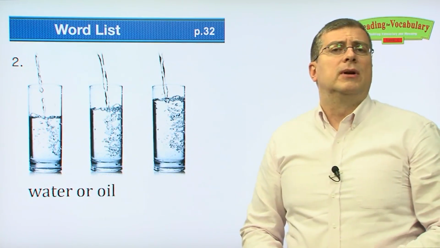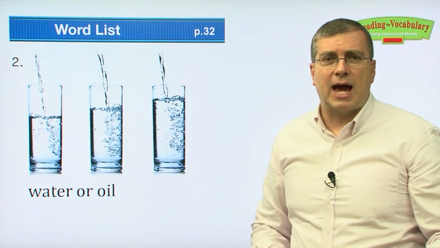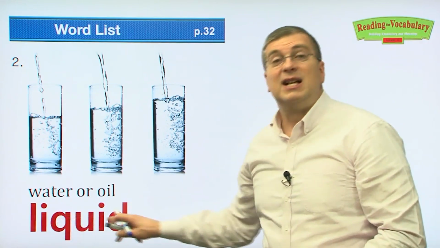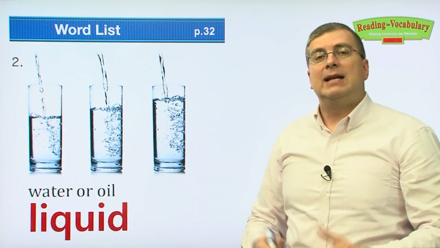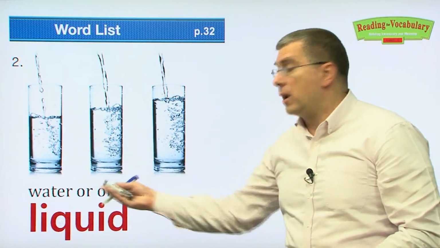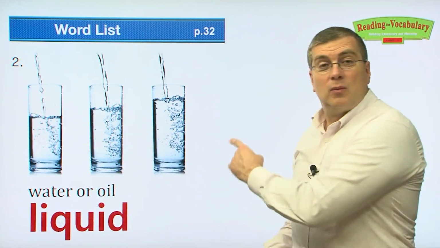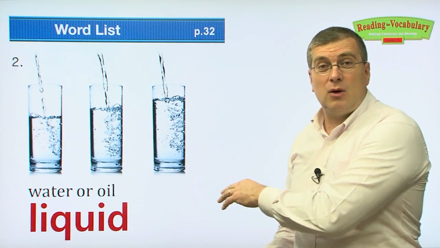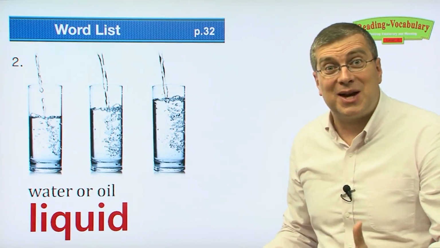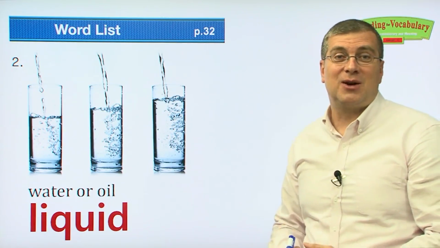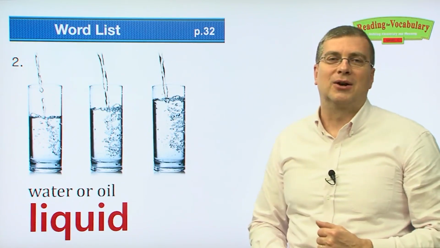What type of substance is that? We say that that is liquid. Liquid, right? It's liquid. Water is liquid. Oil is liquid. That video that we saw of the volcano, that's actually liquid rock. Isn't that amazing? Rock can be liquid. We'll talk about that some more later.